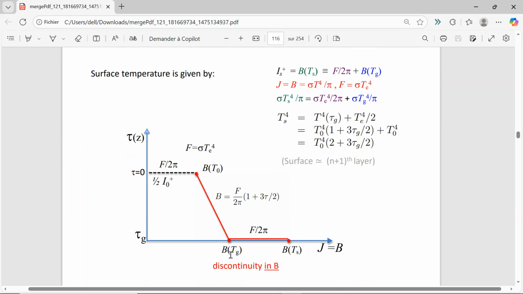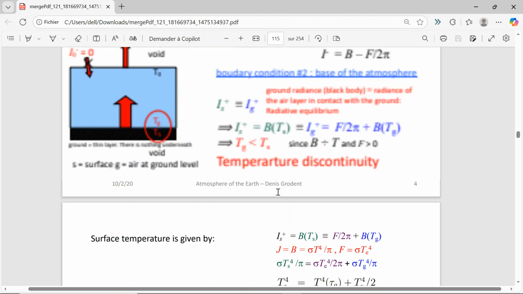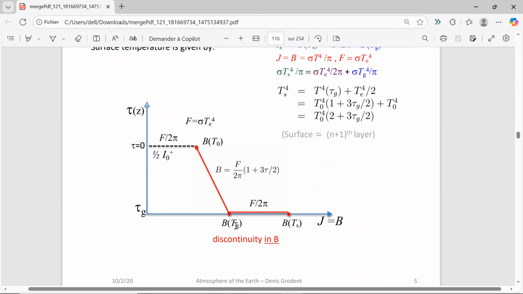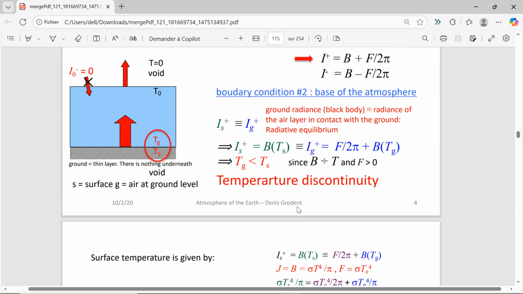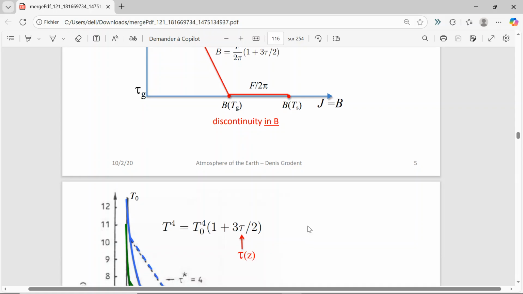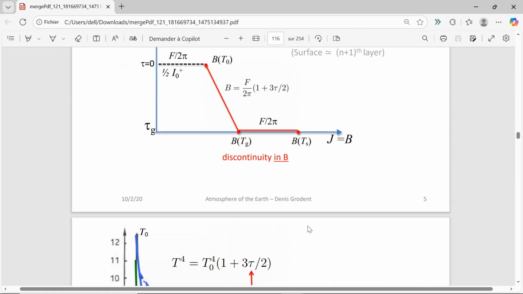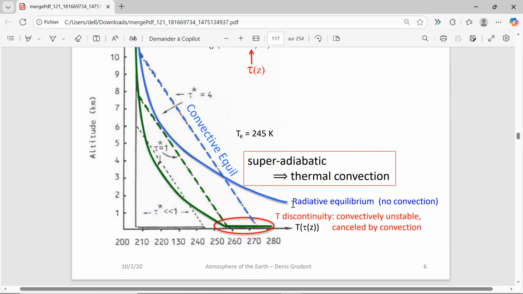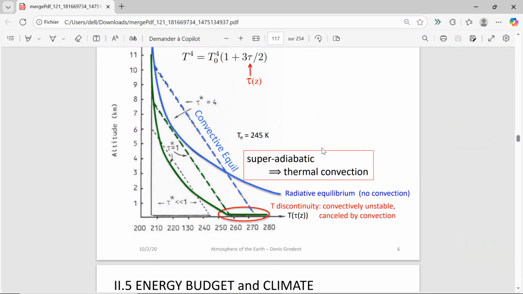So it can be represented right here. You can see that the ground blackbody emission plus the F over 2 pi leads to the blackbody emission at the temperature of the surface right here. So this is just the missing convection in that radiative model that leads to this gap in temperature. So we have a superadiabatic region in blue leading to thermal convection. Right here, when you're only assuming the radiative model, we got a temperature discontinuity that is convectively unstable. This is cancelled by convection.